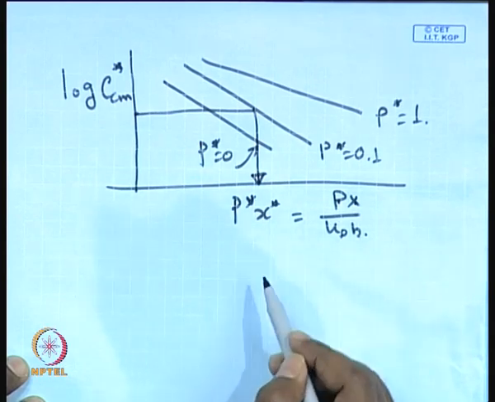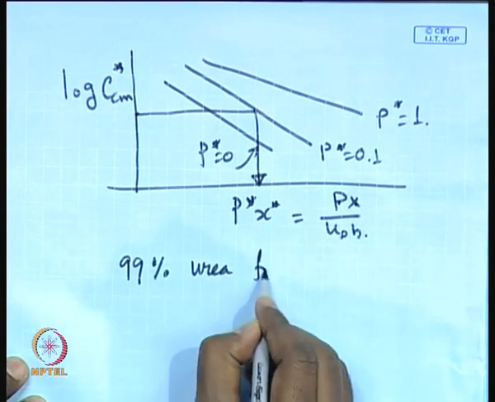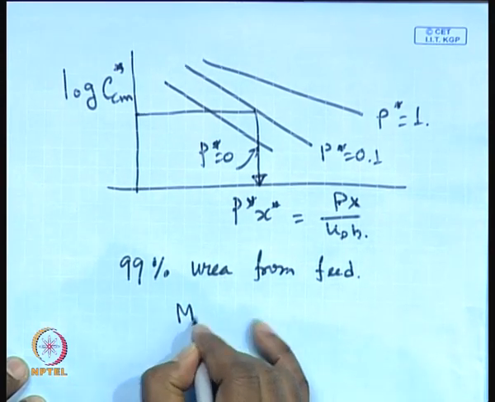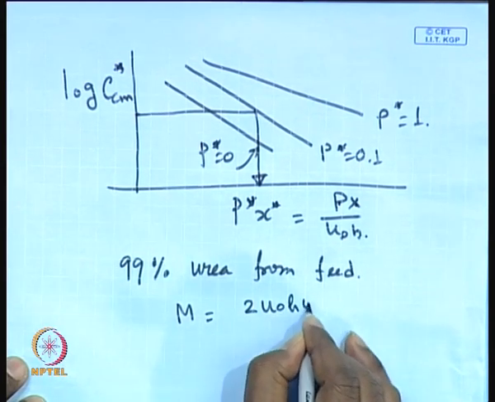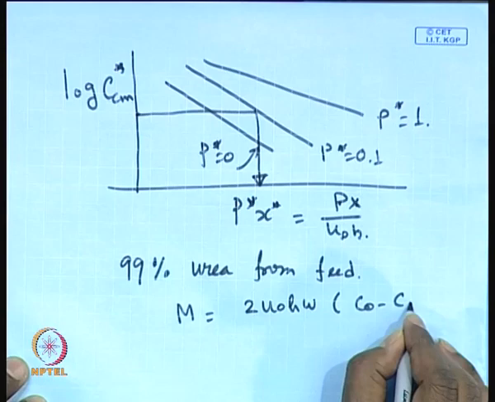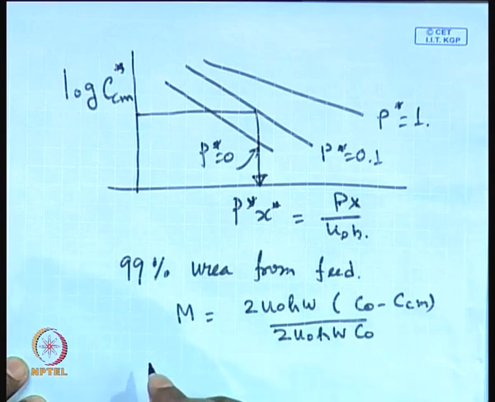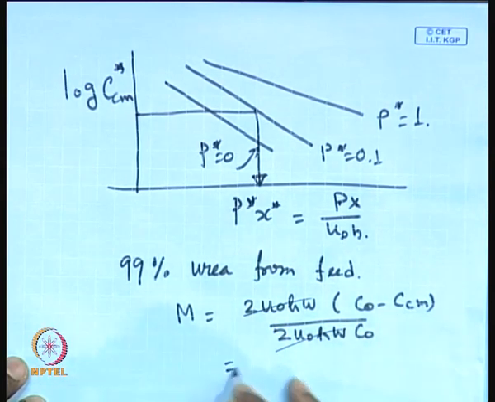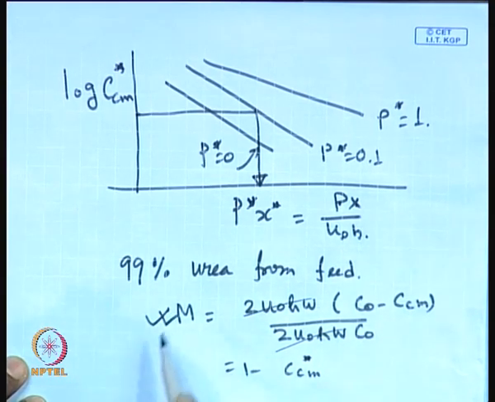Okay. So, therefore, if your removal rate is specified, that I would like to remove 99% of urea, let us say, from the feed. Okay. So, that is the removal rate, if you remember, it was 2 u 0 h w multiplied by c 0 minus c cm, divided by 2 u 0 h w c naught, right. So, that is the percentage efficiency sort of thing. So, the whole thing becomes, it will be cancelled out. So, it becomes 1 minus c cm star, right. So, this will be specified.